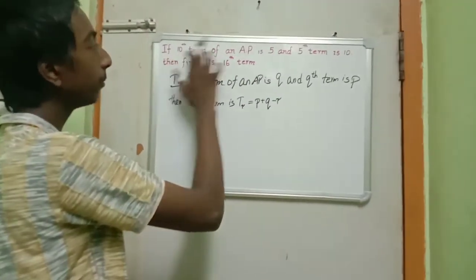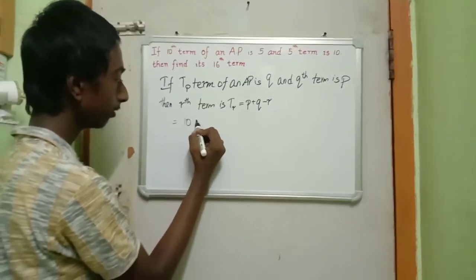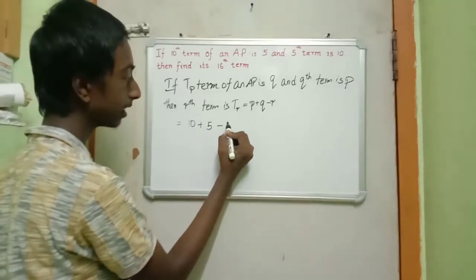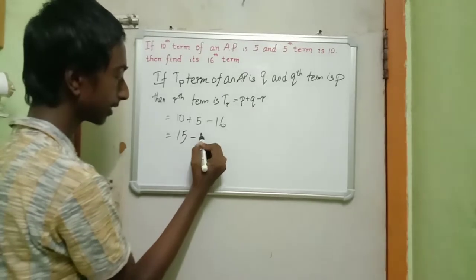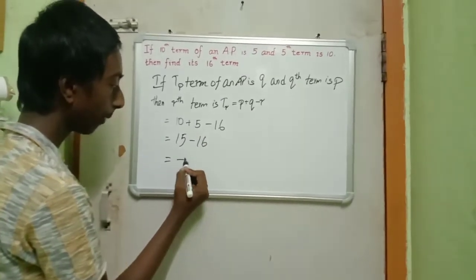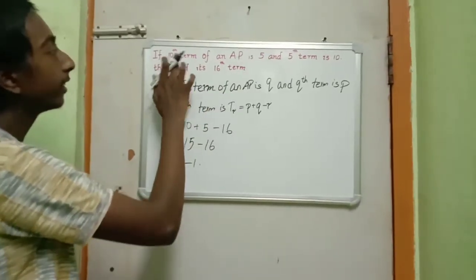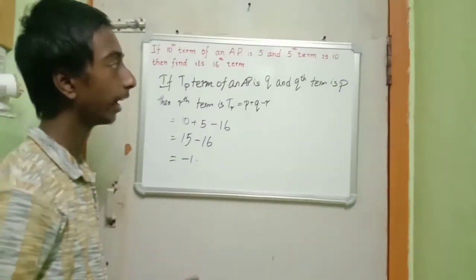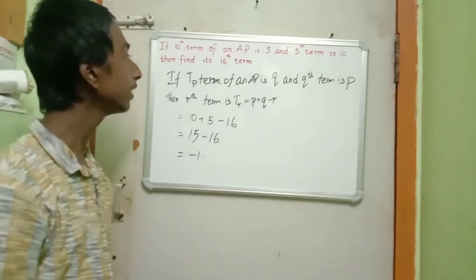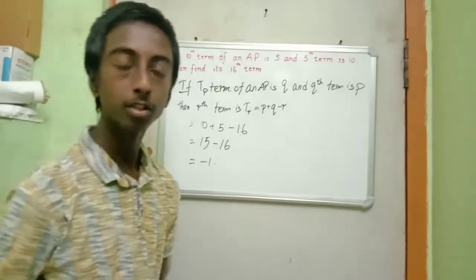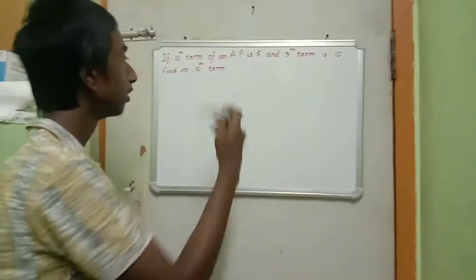That means 10 plus 5 minus 16. Here is the answer. 10 plus 5 minus 16, 15 minus 16, that equals minus 1. The 16th term of the AP, whose 10th term is 5 and 5th term is 10, is minus 1. So by this trick, we got the answer as minus 1.